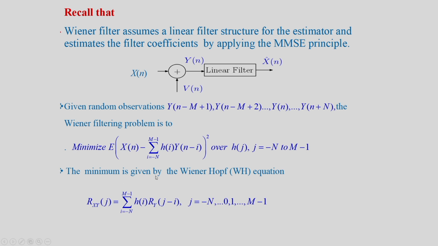And the minimum is given by the Wiener-Hopf equation that we established in the last lecture. This is the relationship: R_xy[j], that is the cross correlation, is given by the convolution of the impulse response sequence, that is the filter coefficients, and the autocorrelation function. So, R_xy[j] is equal to the summation of h[i] R_y[j-i], i going from -N to M-1, and for j equal to -N up to M-1.